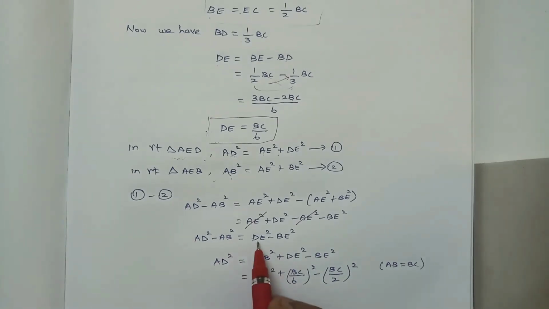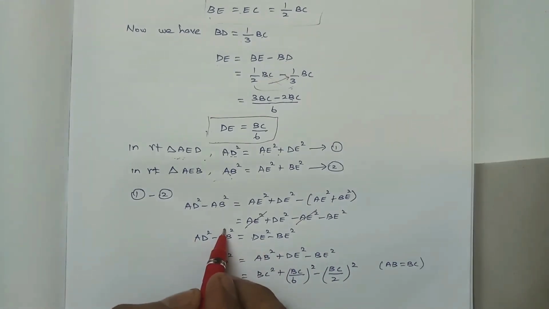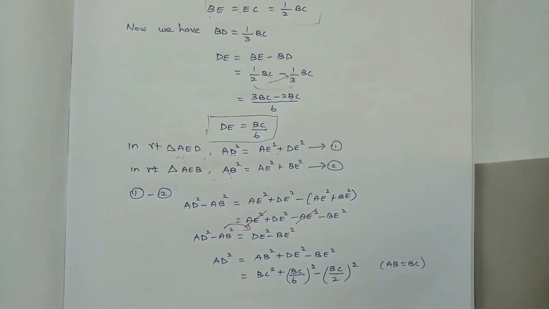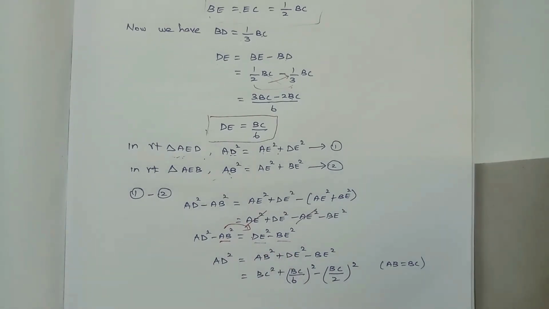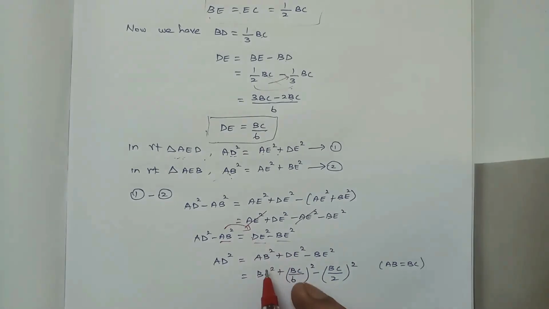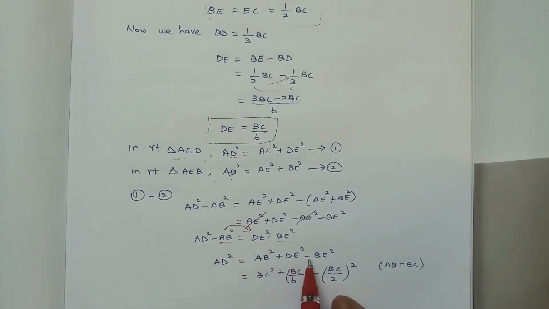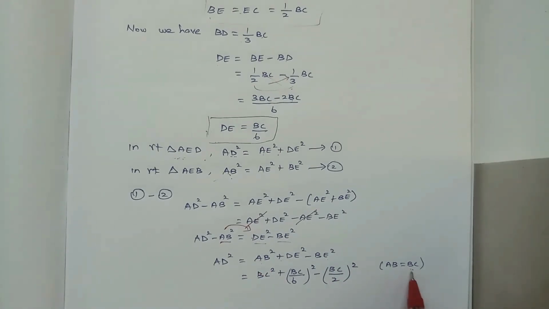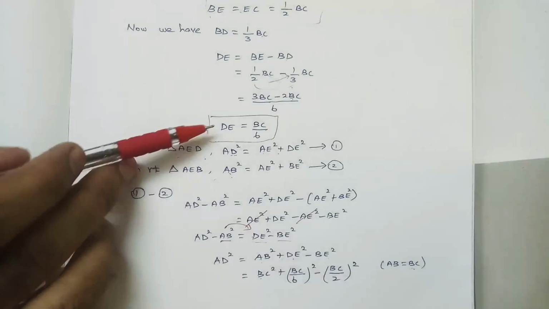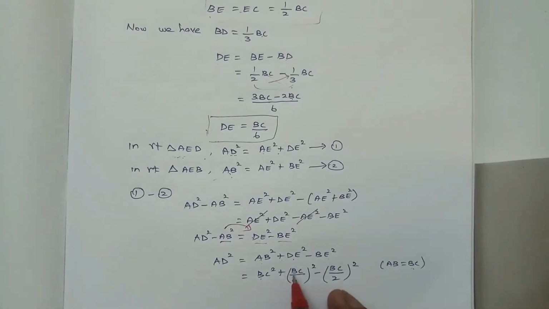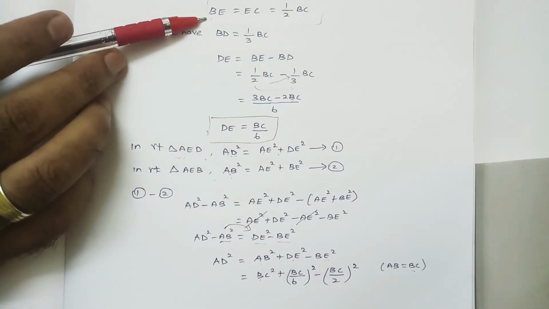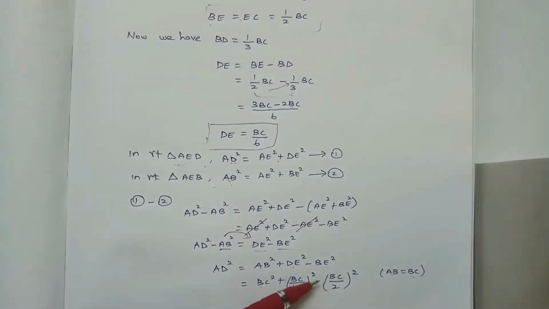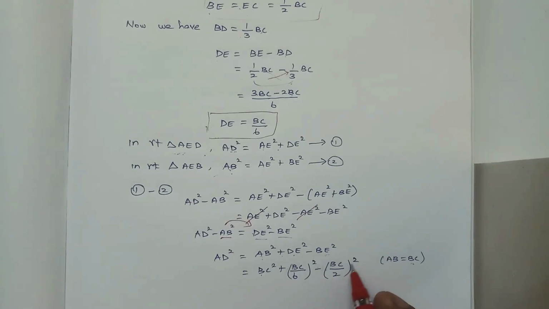Before substituting this DE square, I am just bringing this AB square to the RHS because I am going to convert all three terms, AB square, DE square and BE square, in terms of BC. So taking this AB square to the RHS will become plus: AB square plus DE square minus BE square. What is AB square? AB is equal to BC. So BC square plus, I have found DE is equal to BC by 6, so BC by 6 the whole square, minus, what is BE? Already we have found BE is nothing but 1 by 2 of BC. Substitute here, so BC by 2 the whole square, right? Apply the squares inside.